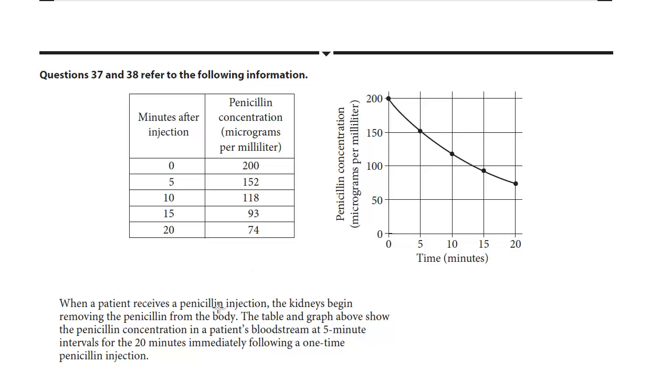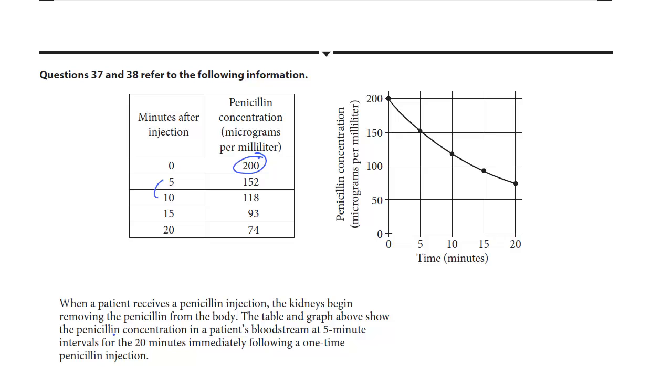When a patient receives a penicillin injection, kidneys begin removing the penicillin from the body. The table and the graph above show the penicillin concentration in a patient's bloodstream at 5-minute intervals for the 20 minutes immediately following a one-time penicillin injection. If we look at the table, initially the patient would receive 200 milligrams of penicillin. At 5-minute intervals, the kidneys start removing, and these are the amounts. You see, this is not a linear function. It's exponential. It's decay as the penicillin is removed, and here is the function.